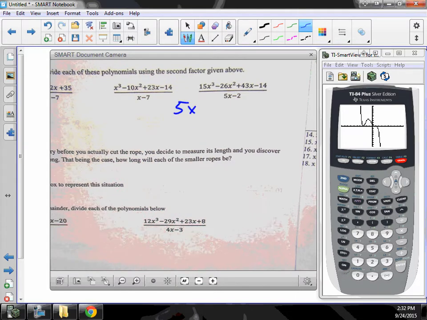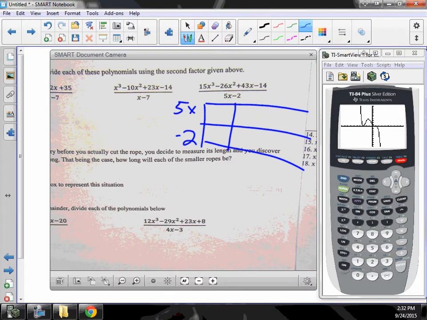5x minus 2. So I'm going to put in the 15x to the third. That gives me 3x squared on top, which gives me a negative 6x squared on bottom. What do I need in order to equal negative 26x squared? I need to take away 20 more. So negative 20x squared there, which gives me a negative 4x on top, which gives me an 8x down here.